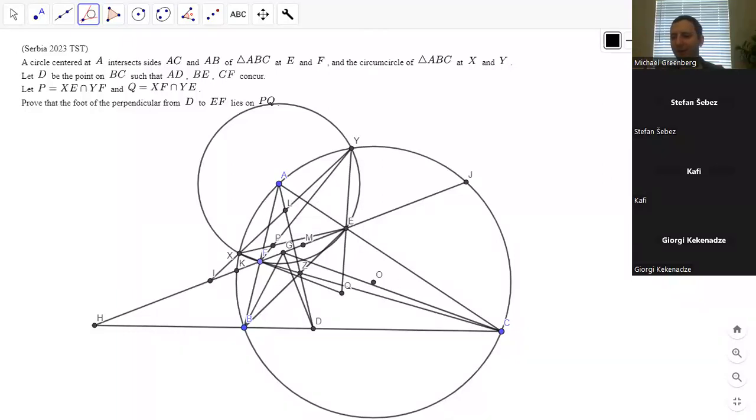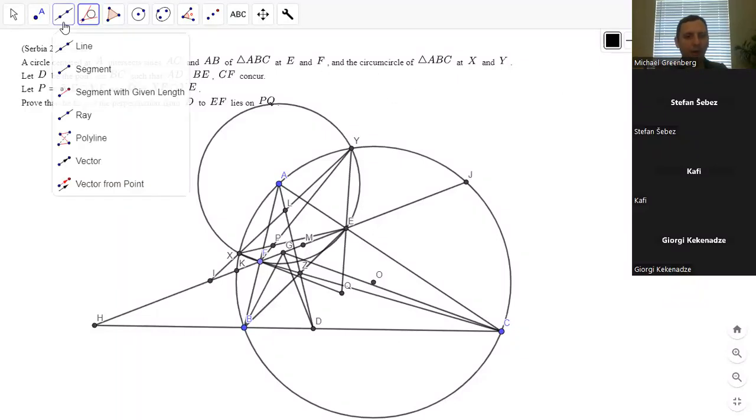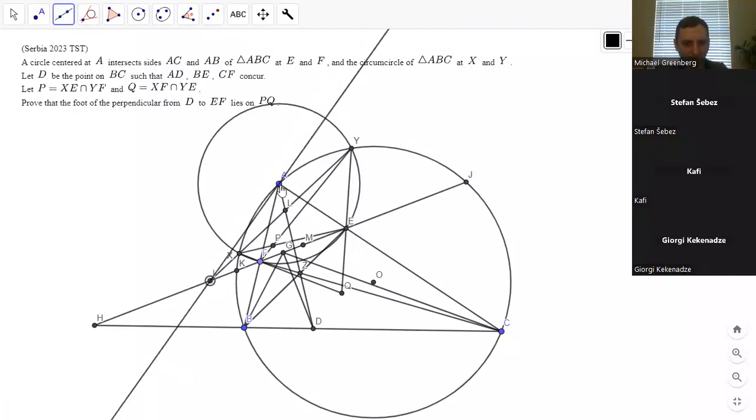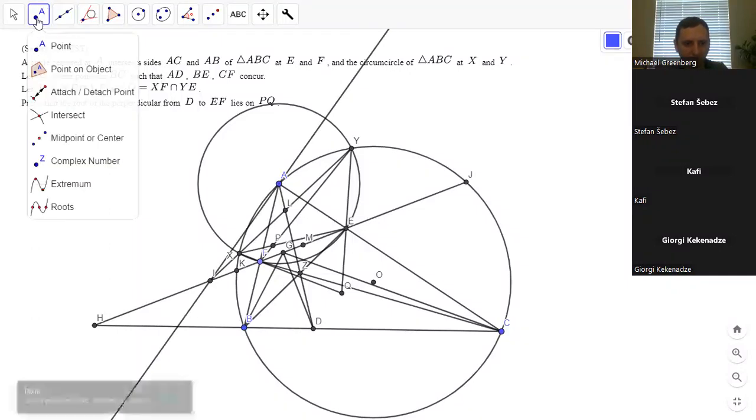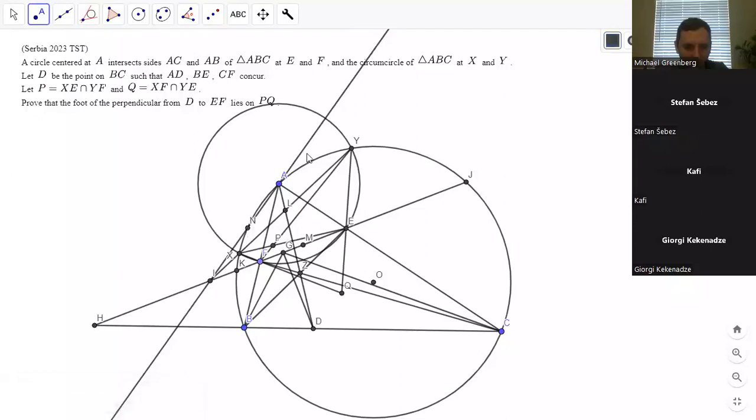So it's been a little while, Stefan. Do you have any hints for us, or is this how you were thinking about the problem? I was doing something else, but one hint I would give you is to intersect AI with the circumcircle of ABC. Okay. All right. So then we have point N.